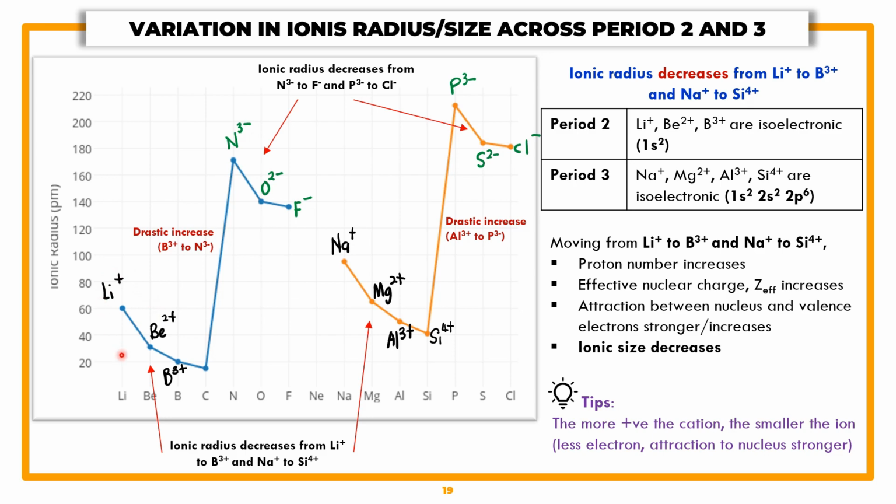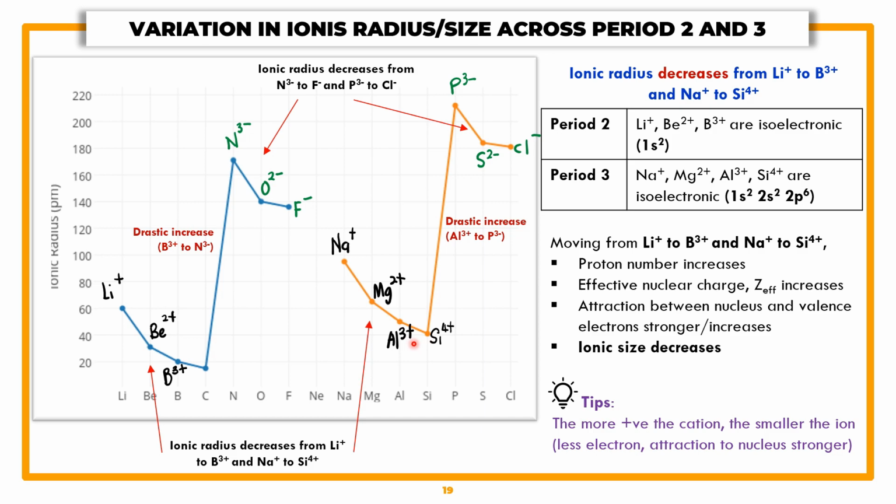For period 2, these cations are isoelectronic because they have the same electronic configuration, that is 1s2. And for period 3, these ions are also isoelectronic because they have the same electronic configuration and the same number of electrons, that is 10. So from 1s2 to 2s2 2p6. Moving from lithium in group 1 to boron in group 13 and also from sodium group 1 to silicon group 14, proton number will increase.